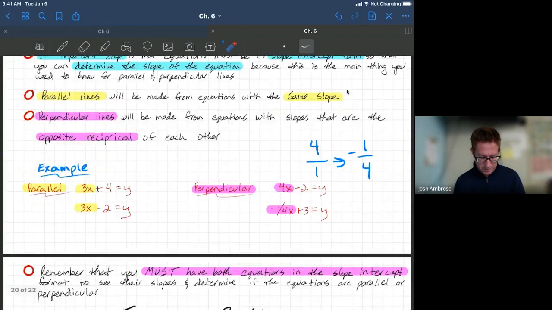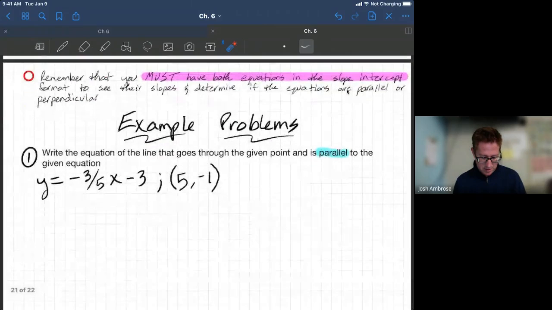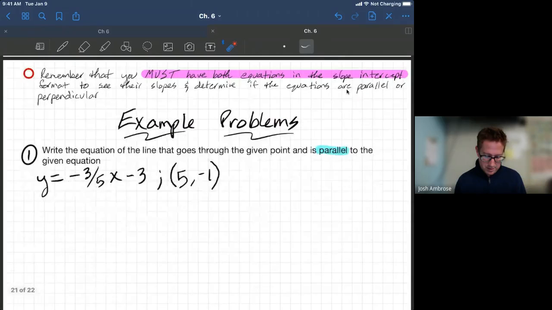All right, let's move down the page. And again, both equations must be in slope-intercept form. I think I made it really clear up above, but again, it must be both equations. Then you are looking at the slopes to determine if we're talking parallel or perpendicular.